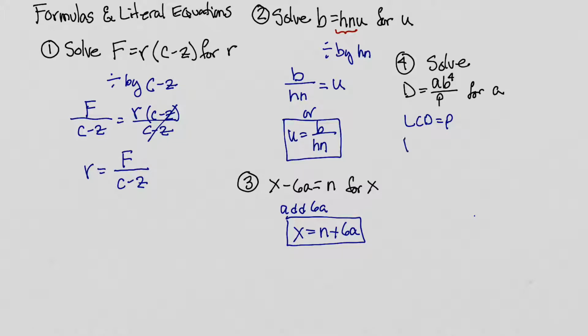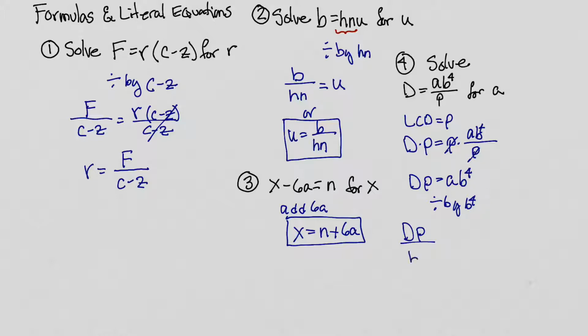Let's do that. We'll get d times p is equal to p times a b to the 4th over p. This will give us dp equals, now these p's cancel, and we get a b to the 4th. And one more step, right? We want to solve it for a. It's being multiplied by b to the 4th. So we can undo that multiplication if we make a division by b to the 4th. So we're going to divide both sides by b to the 4th. And our equation will look like this.